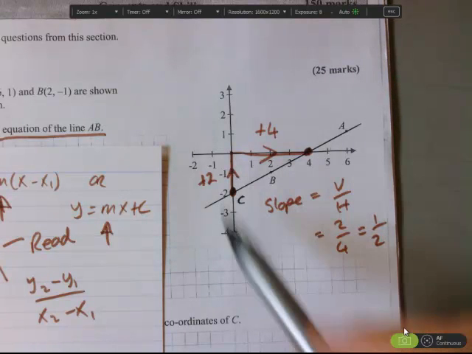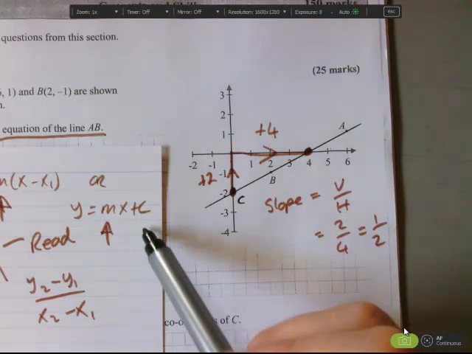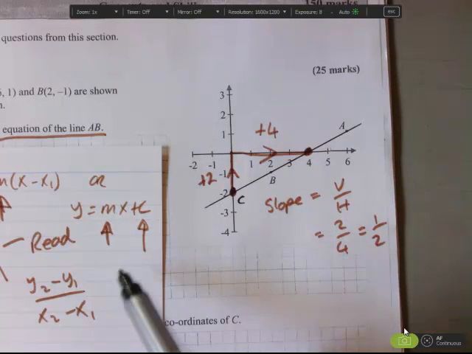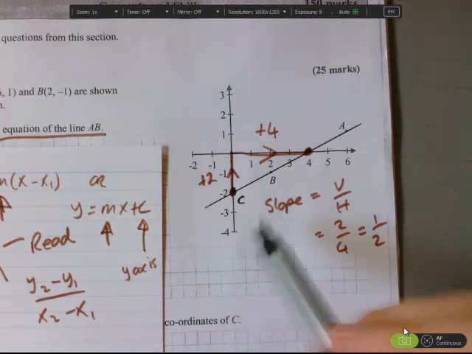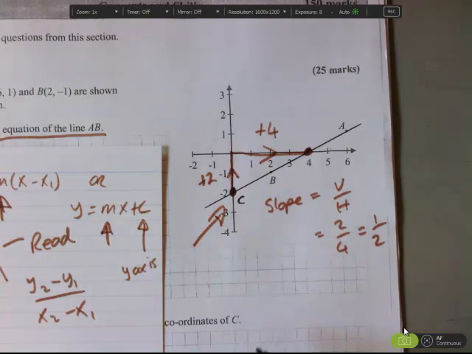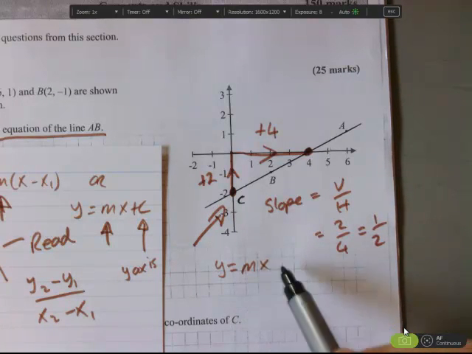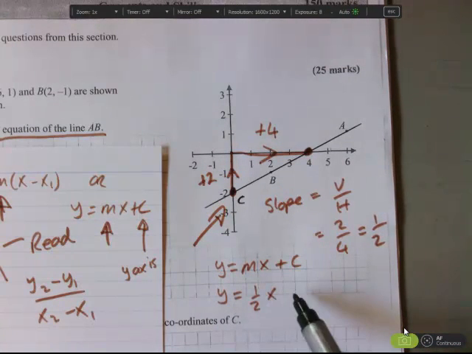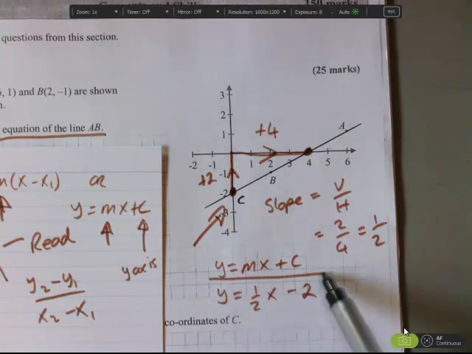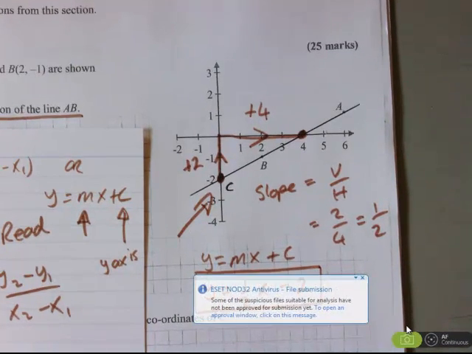Just to finish it off this way, if you were to use your graph, well, y is equal to mx plus c. What does the c value represent? It's where it crosses the y-axis. As you can just see really clearly there, it crosses it at minus 2. So if y is equal to mx plus c, y is equal to a half x minus 2. If you wrote that down, you're getting full marks.